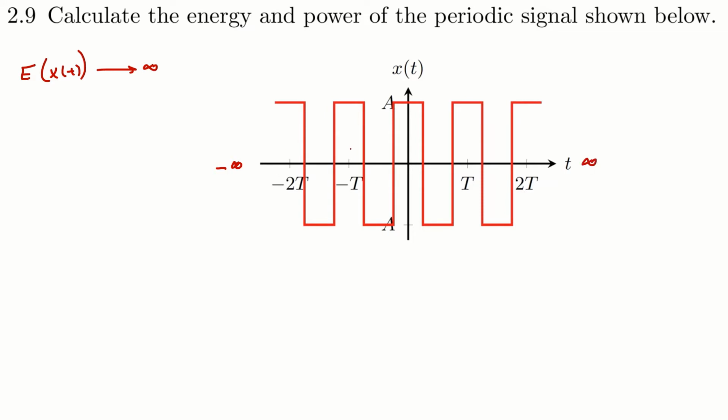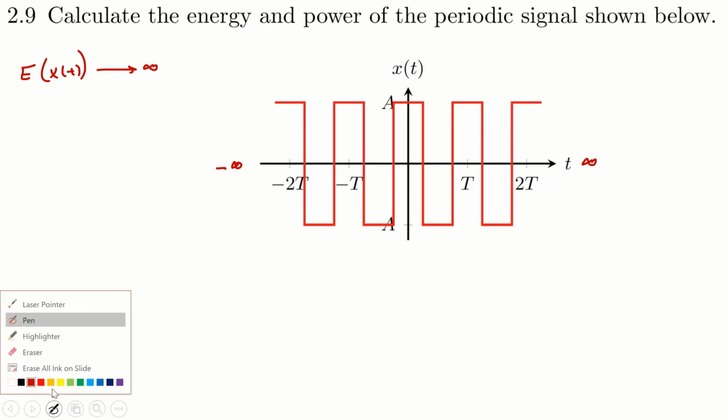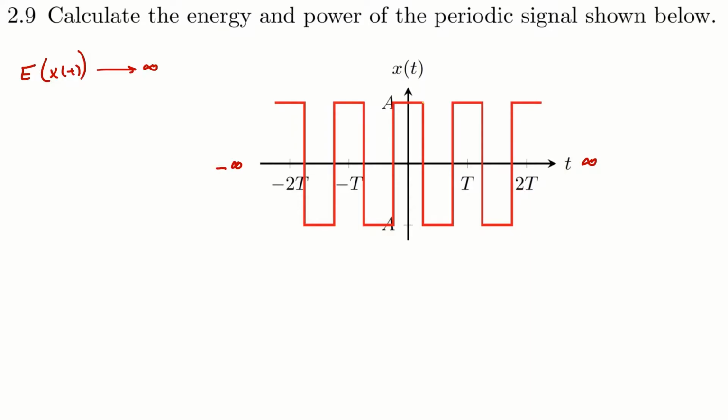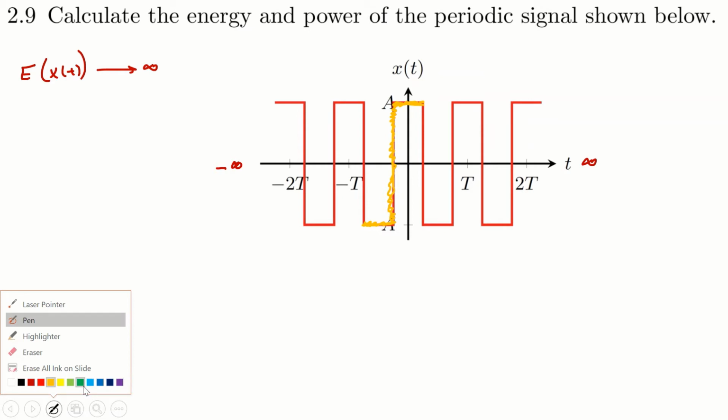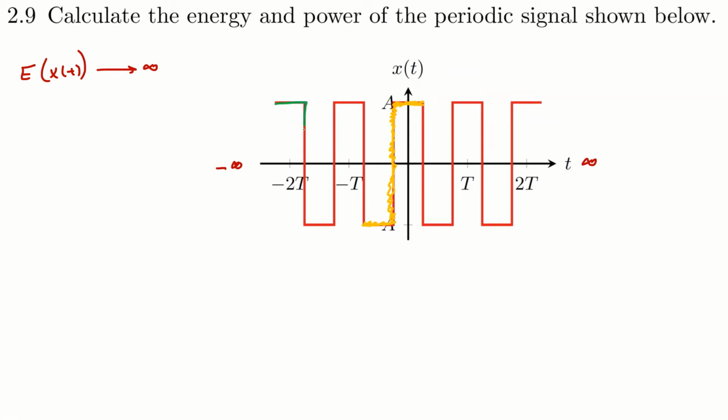But let's see why it is infinity. So first of all, I calculate the energy of the signal in a period. So this period, I calculate the energy of the signal in this period. You can take any other period, it doesn't make any change. For example, you can take this period, or you can take this period. You'll get the same result if you calculate the energy of the signal in one period. So I took this period.